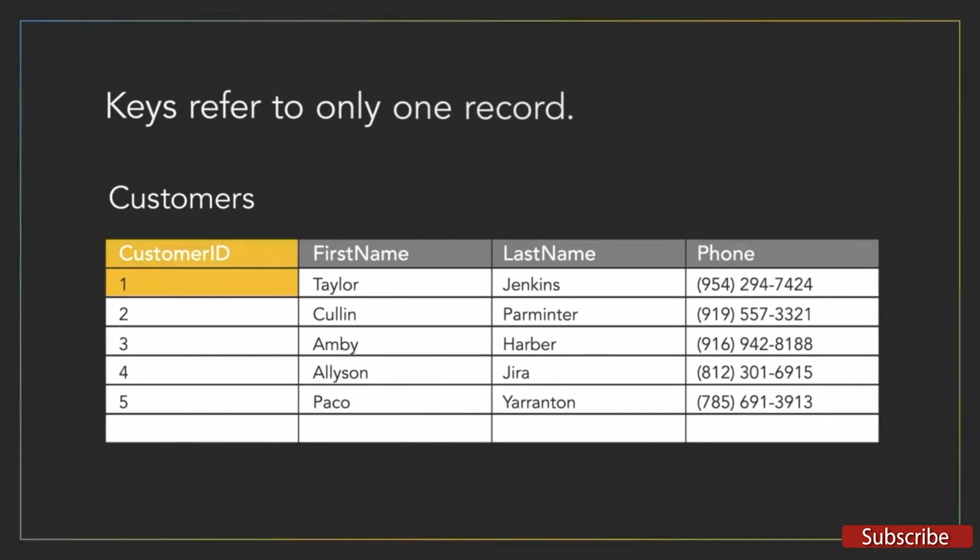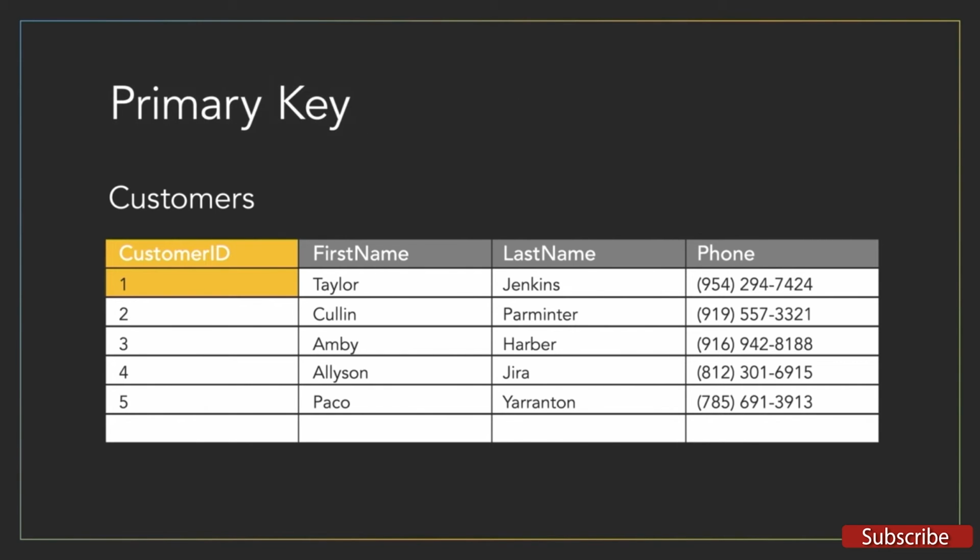Unique values can also be used as keys. A key is a value we can use to refer to only one specific row or record. A primary key is the most important key in a table, though there can be others as well. A table doesn't require a primary key, but having one helps to access specific records easily.